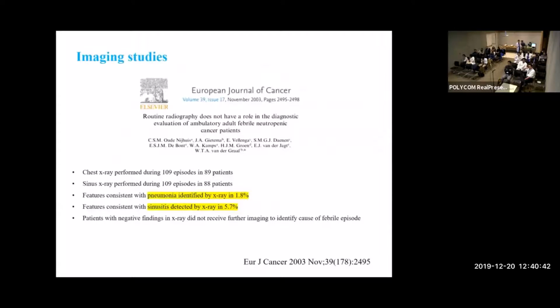And then we have some scientific evidence that says that if patients do not have any respiratory symptoms, is it really worth doing a chest X-ray? So this has been studied, and actually in the guidelines they say if the patient does not have respiratory symptoms, there's no role for a chest X-ray. I would say that's a hard thing to sell.